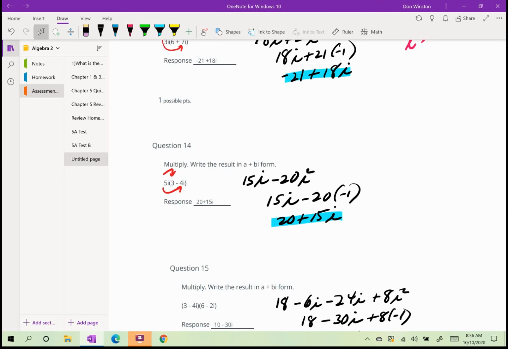Okay, next one. So 5i times 3 is 15i, and then 5i times negative 4i is negative 20i squared. And so we have 15i minus 20 times negative 1. That's 20 plus 15i.